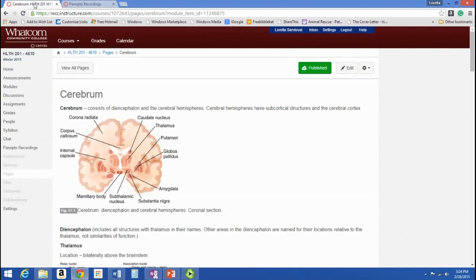So this first part of the lecture on chapter 17 and 18, I'm just going to talk about the diencephalon. The cerebrum itself consists of the diencephalon and the cerebral hemispheres. And the cerebral hemispheres have subcortical structures, they call them, and the cerebral cortex. So the diencephalon is everything in the cerebrum except those cerebral hemispheres and their subcortical structures. And conveniently enough to remember, the diencephalon includes all structures with the word thalamus in their names. Other areas in the diencephalon are named for their locations relative to the thalamus, not similarities of function.